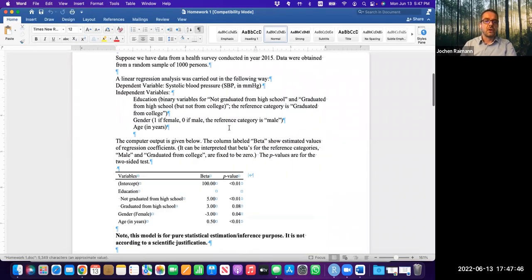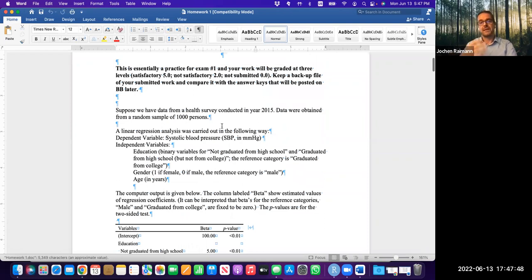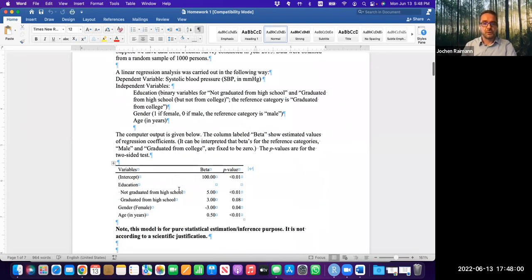So, homework 1 essentially, and this is already meant to prepare you for the midterm exam. This is really how you will be presented with questions. You have here an output of a linear regression model. Just like we did in the lab, you have education, and you have gender as a factor with the actual value presented.